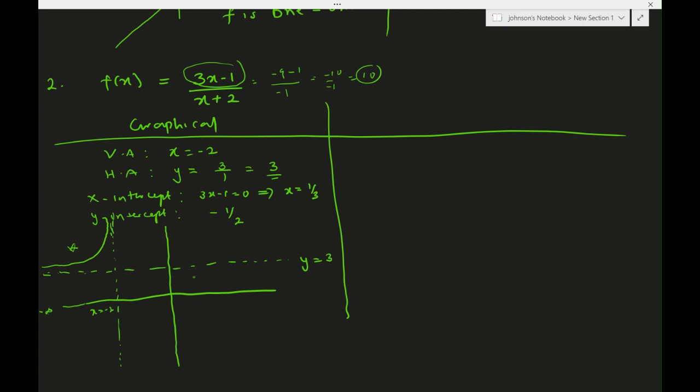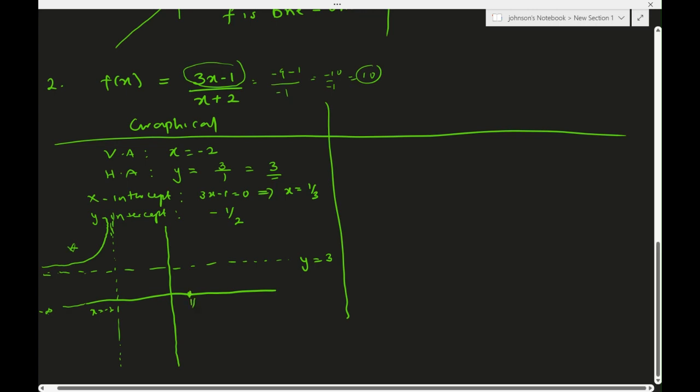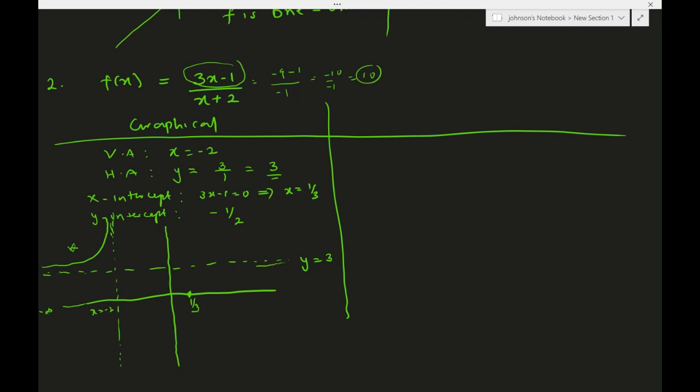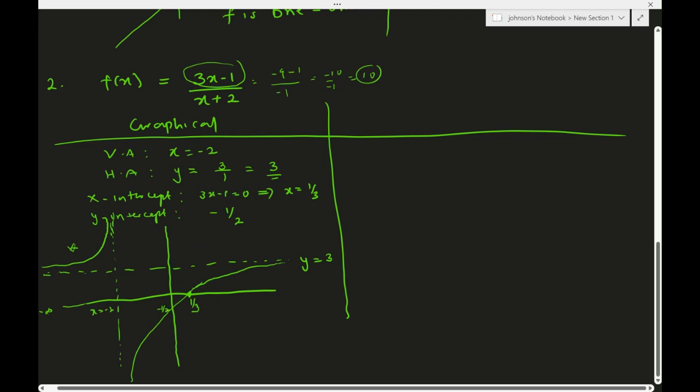You can try your test point, but don't forget, for this graph we have an x-intercept at 1 over 3, so this is going to be 1 over 3 somewhere here. And don't forget, this is also a horizontal asymptote. The graph is going to come this way and is going to cut the y-axis. Our y-intercept is minus half, so we're going to have minus half somewhere here.